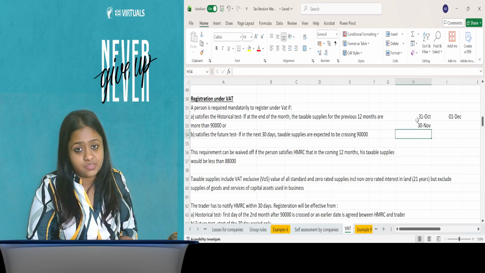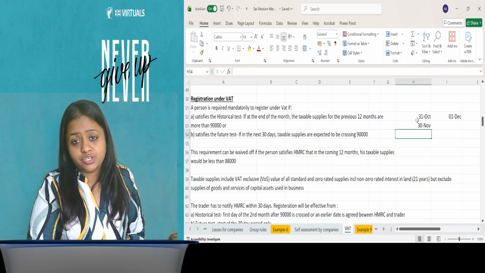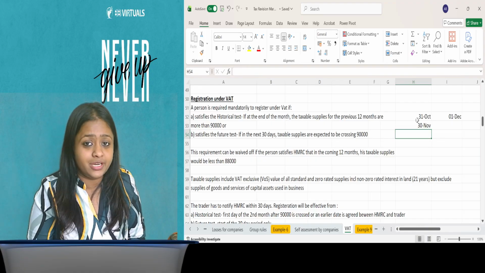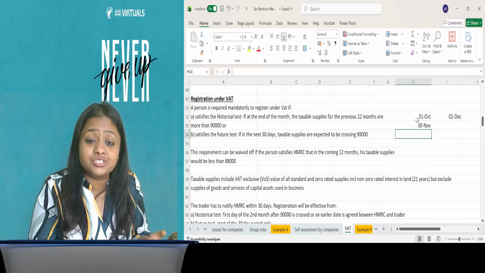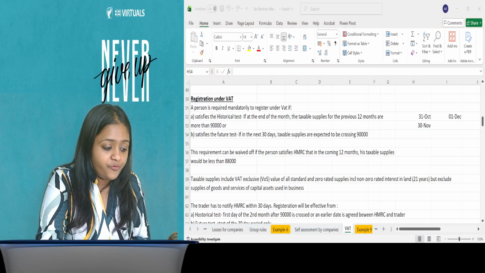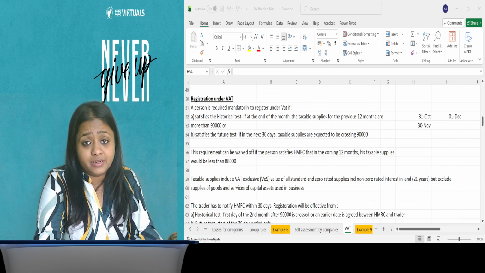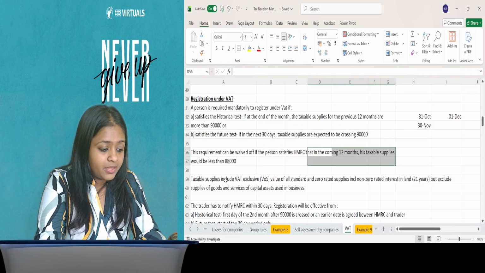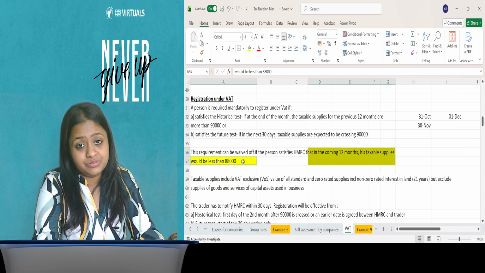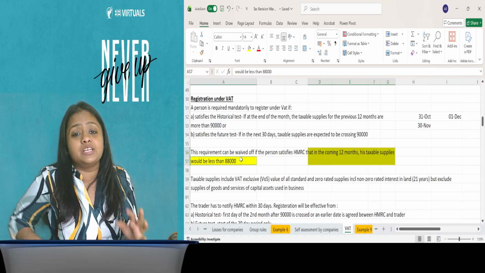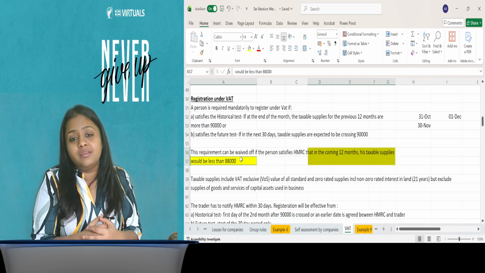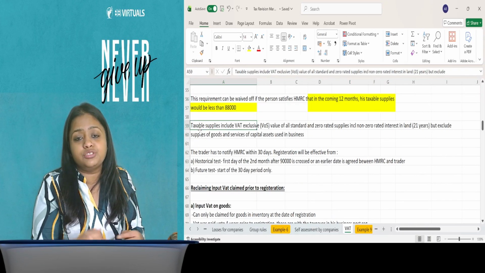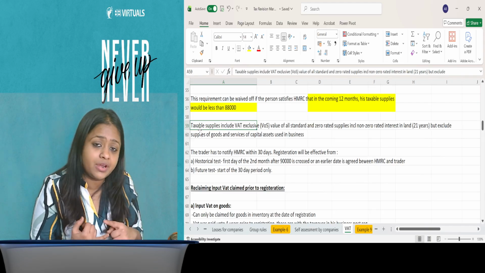Okay, notify HMRC of the same. Now, can he go for voluntary registration also? Yes, he can, because of course, to pass on VAT and to claim input VAT credit, he can go for voluntary registration also. Can there be a deregistration? Yes, there can be. If the taxpayer can satisfy HMRC that in the coming 12 months his taxable supplies would be less than 88,000, then HMRC may waive off the requirement. Clear? Now just an elaborate definition of taxable supplies, which is equal to standard rated supplies plus zero rated supplies.